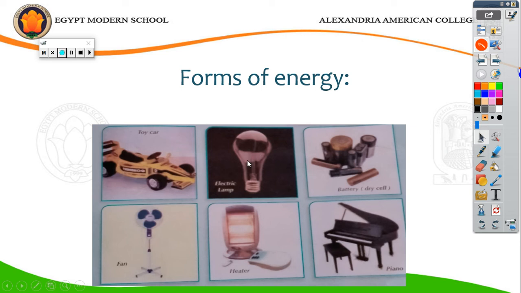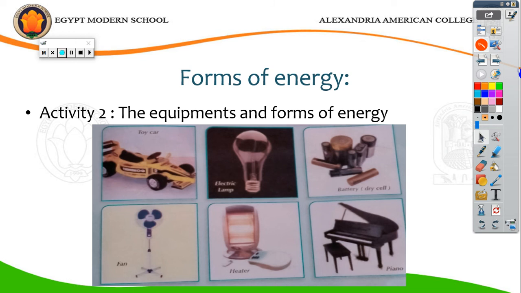This lamp is lit, so it's light energy. The battery is used to work a machine, so it converts into electric energy. The fan is moving, so it's kinetic energy. Heat is from heat energy. Music is from sound energy. We will learn about them in detail now.